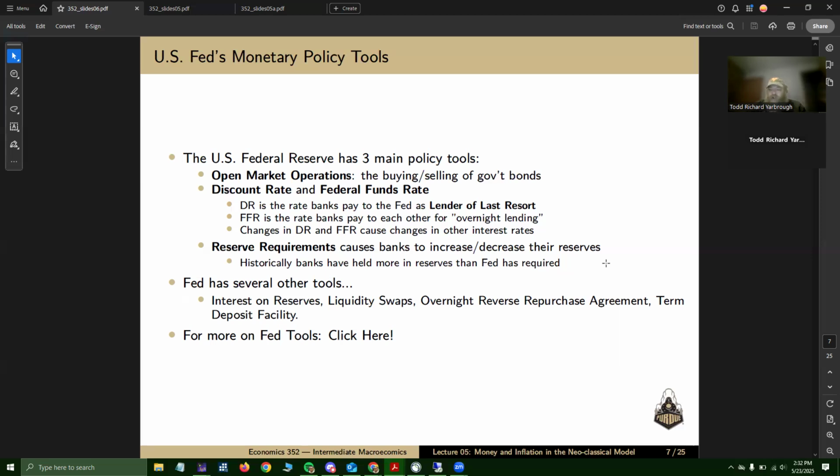Reserve requirements used to be a bigger issue. The Fed has certain reserve requirements for banks. They have to keep a certain amount of their deposits in the form of cash on reserve. The greater those requirements, the smaller the money supply, because the less loans the commercial banks will be making. But we don't use the reserve requirement as much anymore. Historically, banks have kept more than the reserve requirement, so it doesn't really make sense as a policy tool. There's nothing there to manipulate.